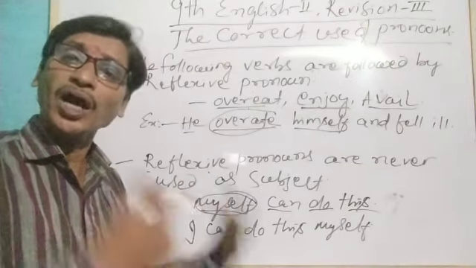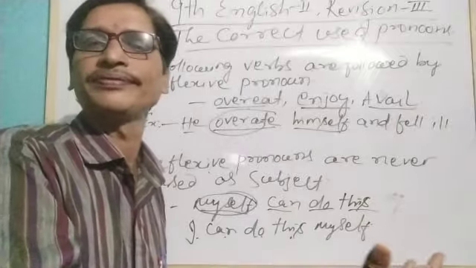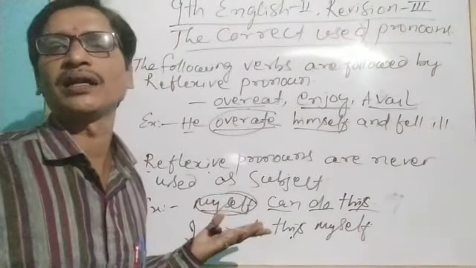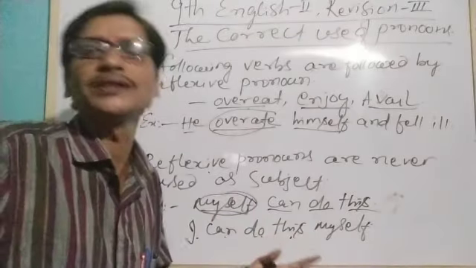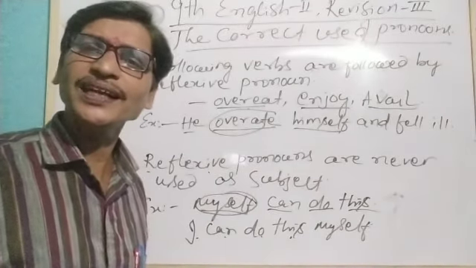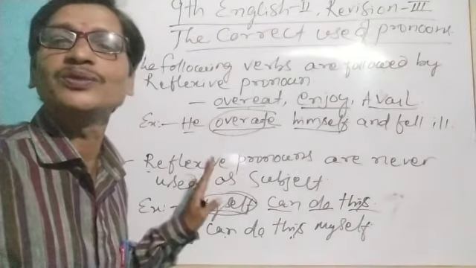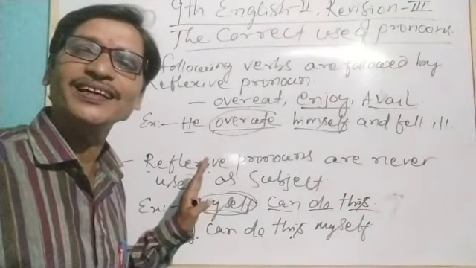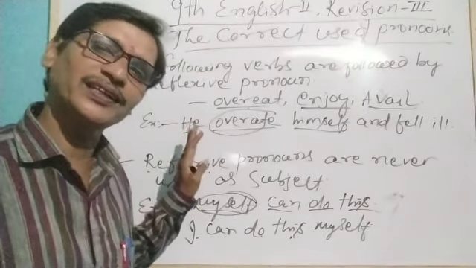Therefore, it can be correct if we write, I can do this myself. I can do this myself is a correct statement, but myself can do this is incorrect. Understand? So we understood some of the instructions for the correct use of pronouns. Let's understand some more such rules for using pronouns correctly. Okay?